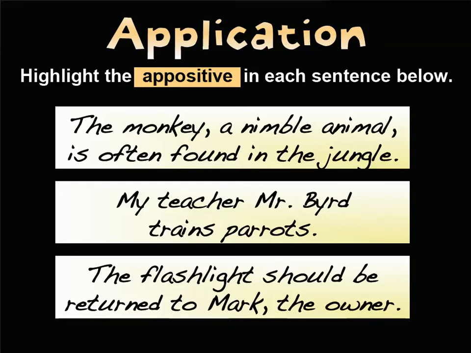So monkey is the subject of the sentence. Which noun or pronoun next to it further identifies monkey? You're probably right, it is animal. Animal is the appositive in this sentence, further identifying monkey.